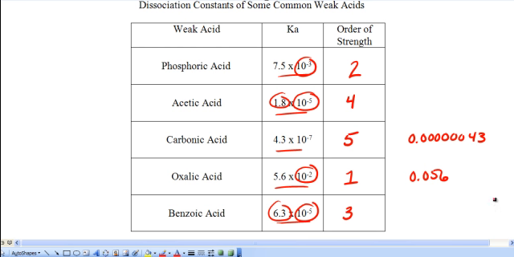Alright? So, in terms of strengths of acids, you need to first be able to recognize if it's strong versus weak. You have to memorize your strong acids. And then if you know that it's a weak acid, you should be able to put them in order of strength. In the next podcast, we're going to take a look at the strengths of bases.